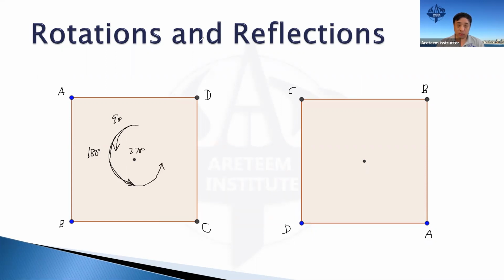So in that case, what's going to happen to the vertices, right? So I'm just going to label the vertices, and then we have A is here, B is here, C is here, and D is here. That's the result of 270 degrees.